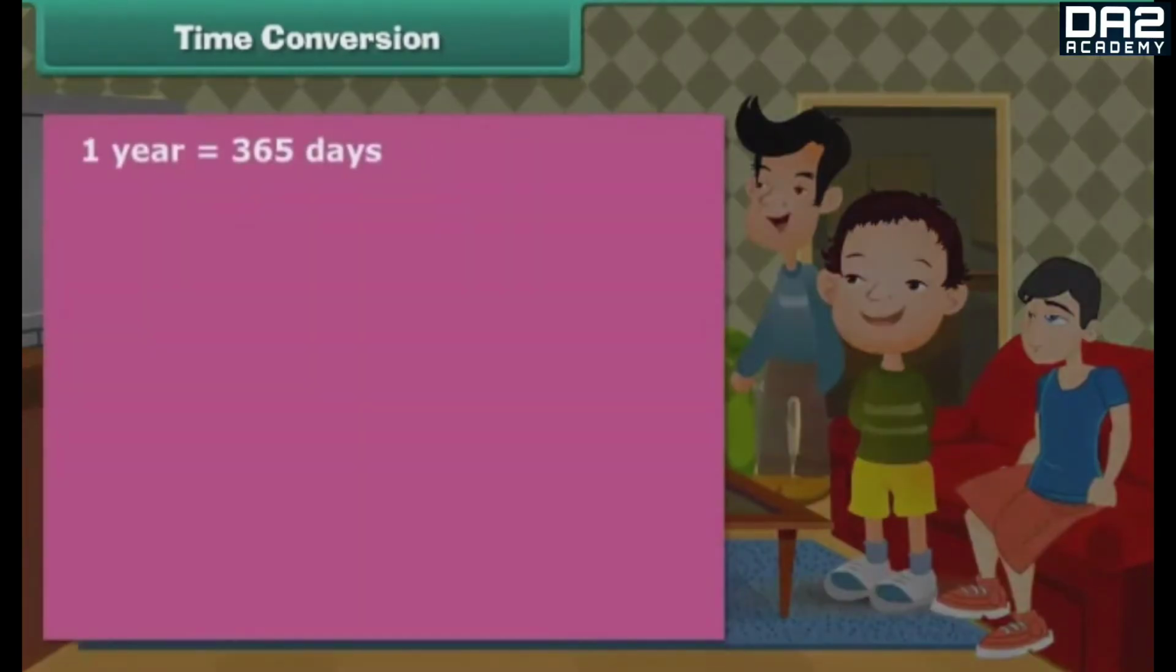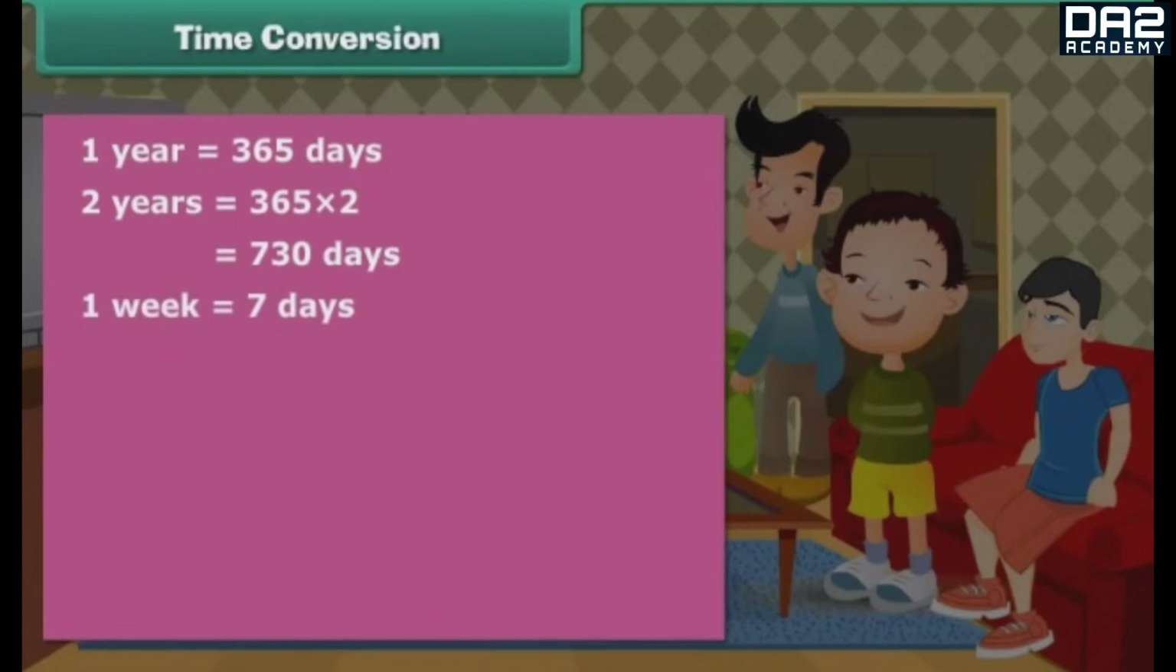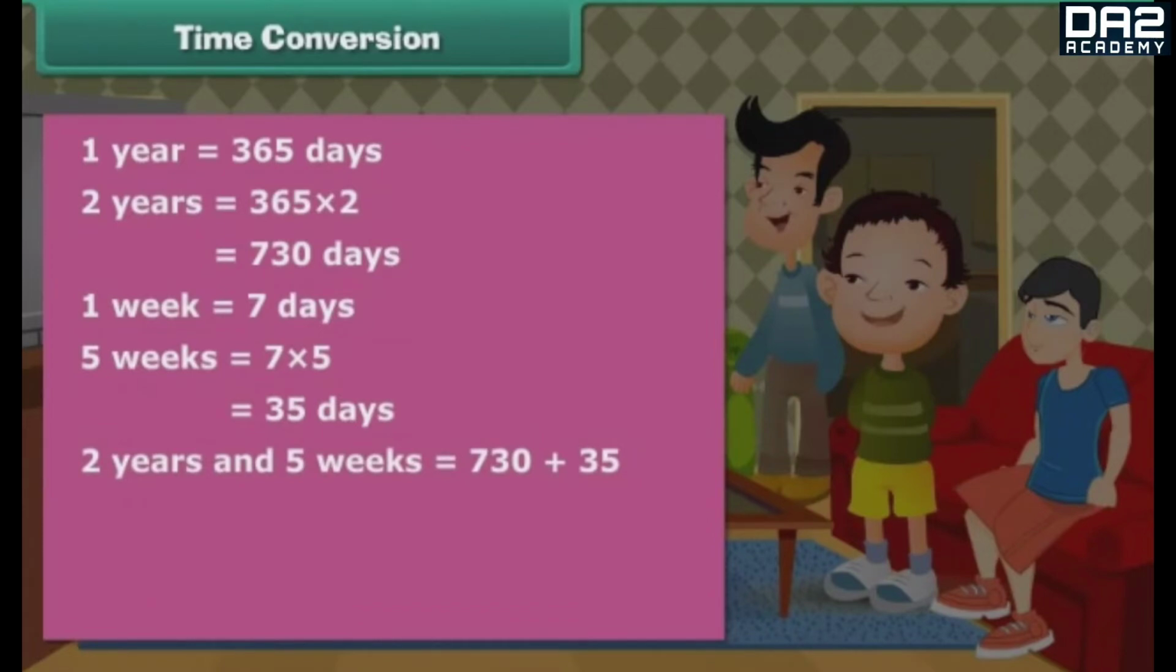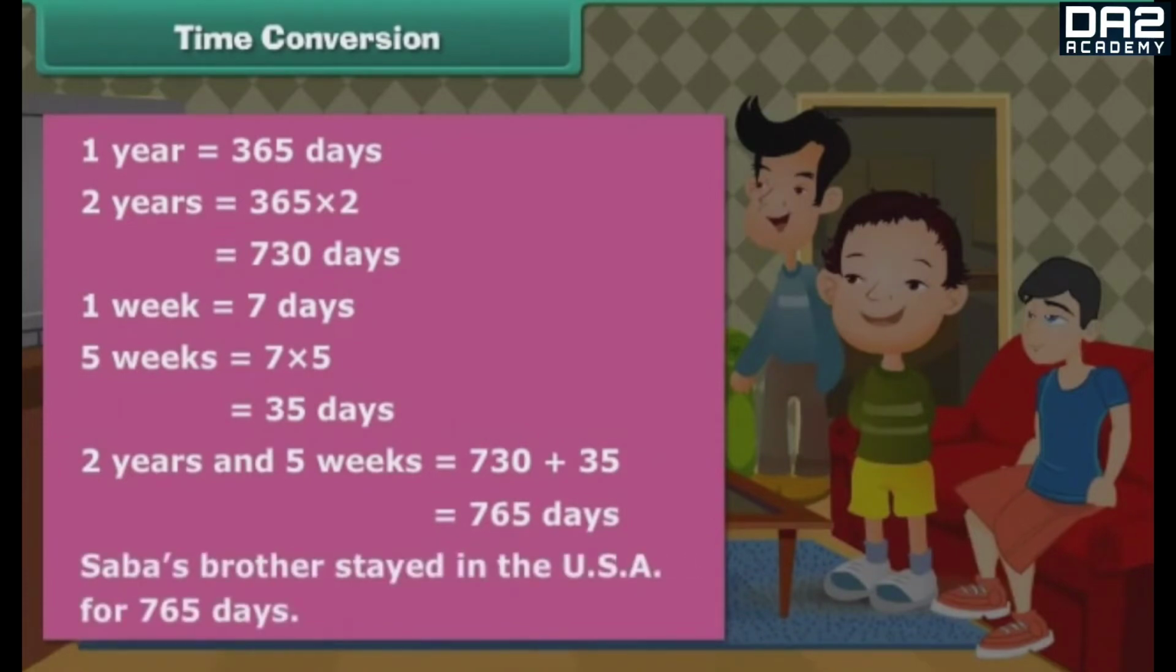1 year is equal to 365 days. 2 years is equal to 365 into 2, which is equal to 730 days. 1 week is equal to 7 days. 5 weeks is equal to 7 into 5, which is equal to 35 days. 2 years and 5 weeks is equal to 730 plus 35, which is equal to 765 days. Saba's brother stayed in the USA for 765 days.